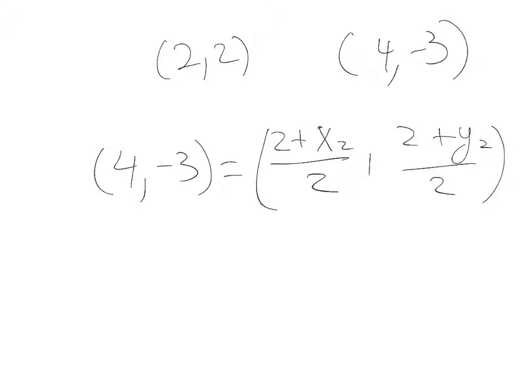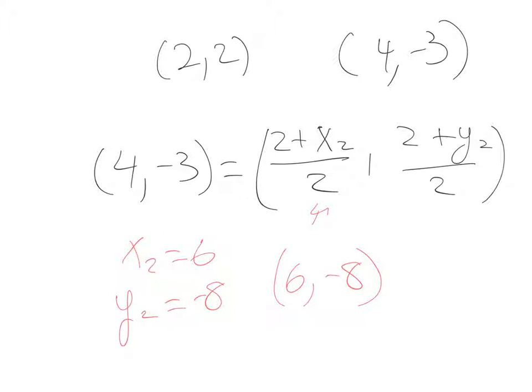In this case, we want it to equal 4, so we'd have to add 6, so x2 is 6. In this case, we want it to be equal to -3, so we have to end up with a negative number on top, such that when we divide by 2, we get -3, so it has to be -6 on top. And to get that, we'd have to add -8. So y2 equals -8. So our other endpoint is (6, -8). Okay, same logic, just working it backwards.